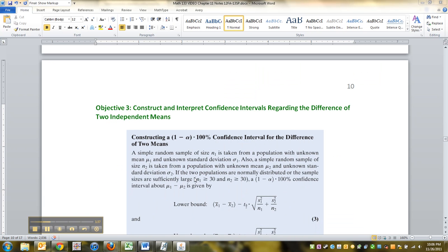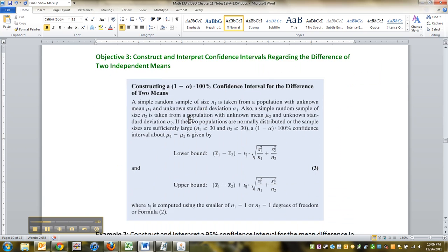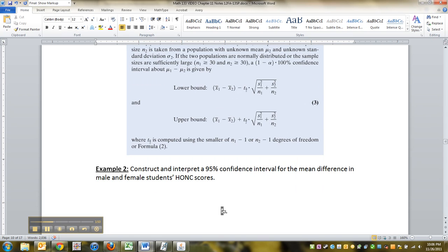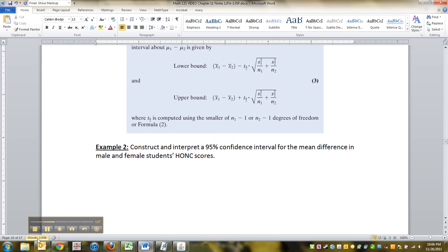So now, dun dun dun, you knew it was coming. Confidence intervals. All right. So we're going to construct and interpret a 95% confidence interval for the mean difference in those male and female HONC scores, nicotine scores. Same data set we were just working with. So you can see this rather involved formula. So let me go type that up. Hold on one sec.